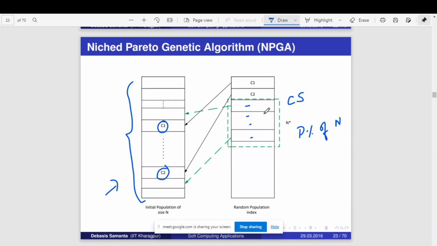One is C1 may dominate everybody in the comparison set. The other case is C2 may dominate everybody in the comparison set. There are two other possibilities. What are they?